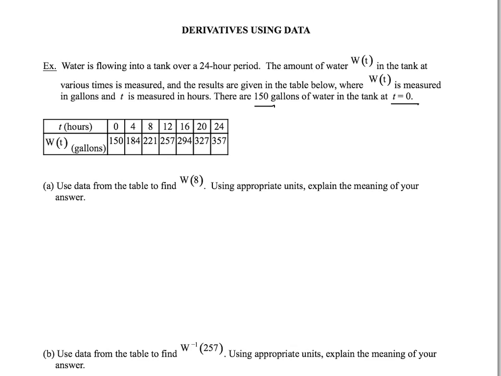All right, so it says, use the data from the table to find W of 8 and explain the meaning of your answer. That's a very simple question. What does W of 8 mean? When t is 8, at 8 hours, W is 221 gallons. When time is 8 hours, there are 221 gallons of water.